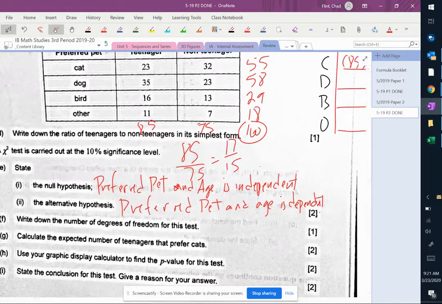So number of degrees of freedom is rows minus 1 times columns minus 1. So it's going to be 4 minus 1 times 2 minus 1, which is going to be 3.